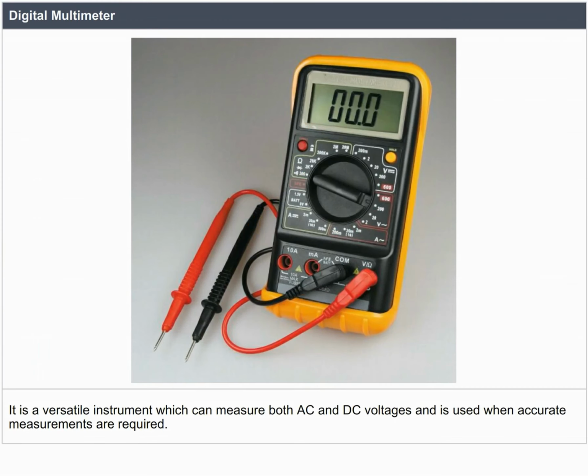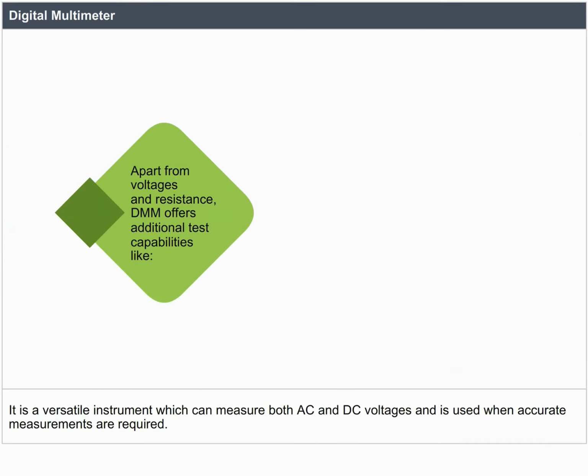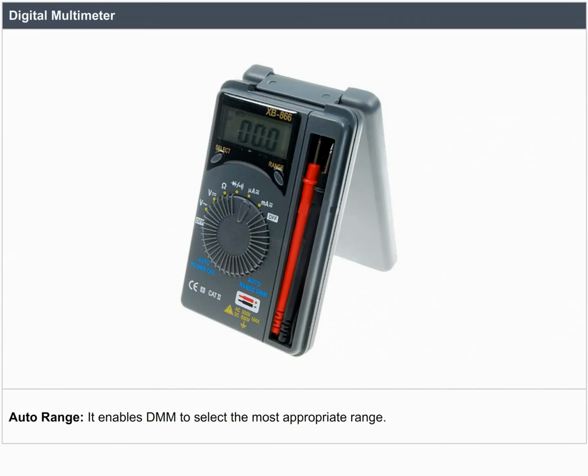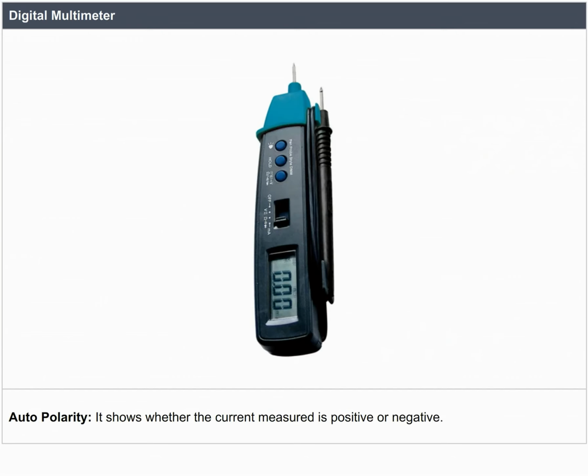Digital multimeter. It is a versatile instrument which can measure both AC and DC voltages and is used when accurate measurements are required. Apart from voltages and resistance, DMM offers additional test capabilities like capacitance, temperature, frequency, continuity. Auto range. It enables DMM to select the most appropriate range. Auto polarity. It shows whether the current measured is positive or negative.